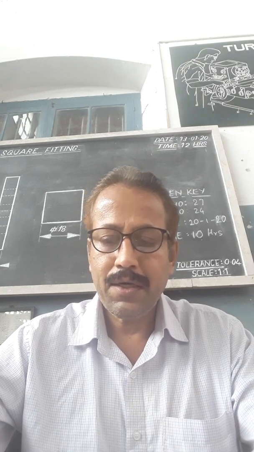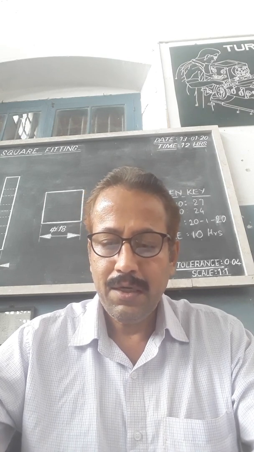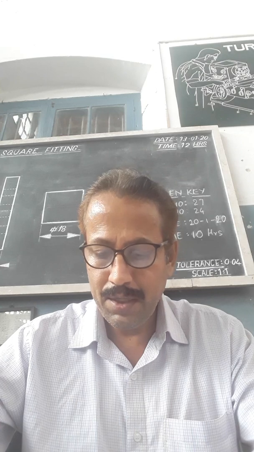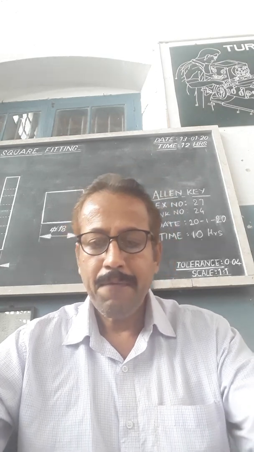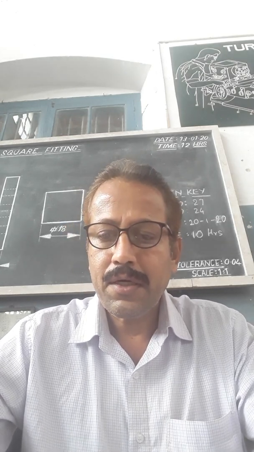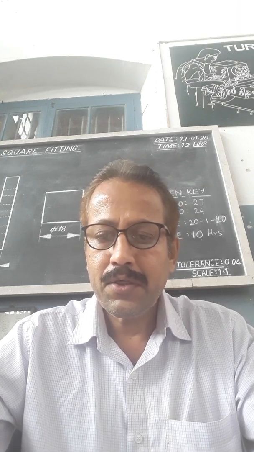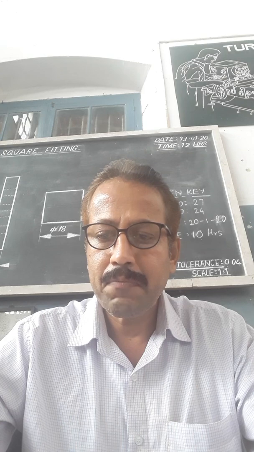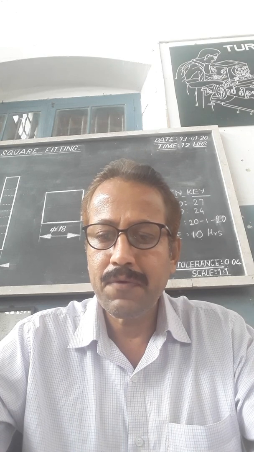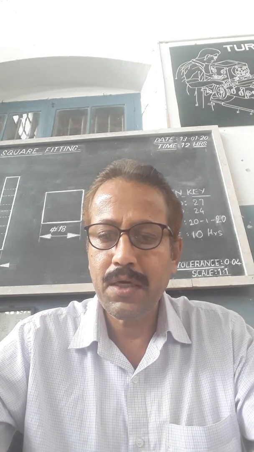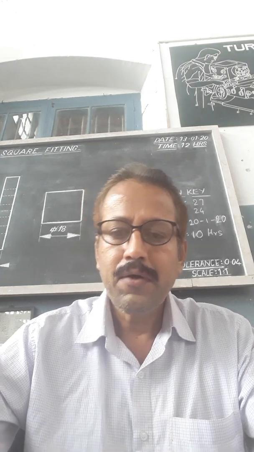And the size of the key is given in the sketch. The appropriate dimensions are also given there. Woodruff key. It is a semicircular key used for transmitting light torque. It fits on the shaft on which matching grooves are cut. The top portion of the key projects out and fits in the keyway cut on the hub.